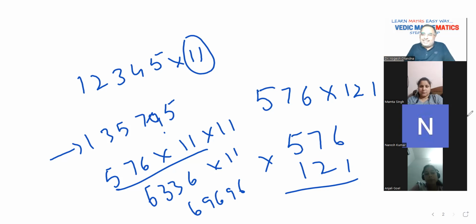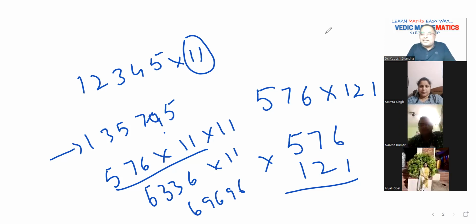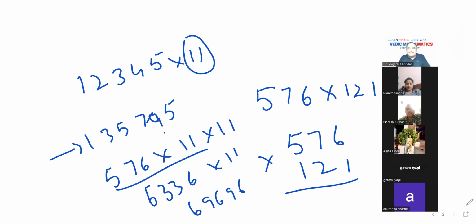Correct? Yes, Anjali, now is it clear or do you still have any question? Yes, Naresh. No, sir, it's clear. Even, sir, I tried your question 576 into 11. Then you gave the solution with Vedic mathematics. It is so good, sir.